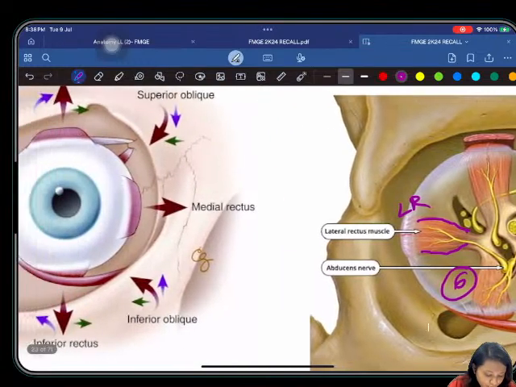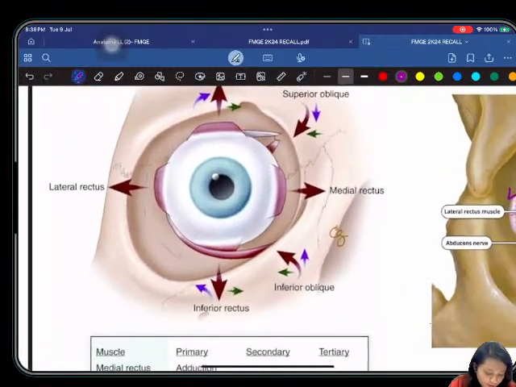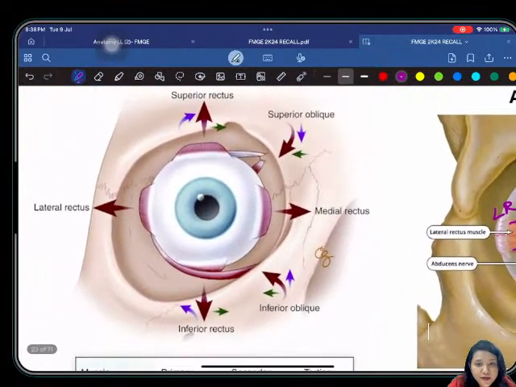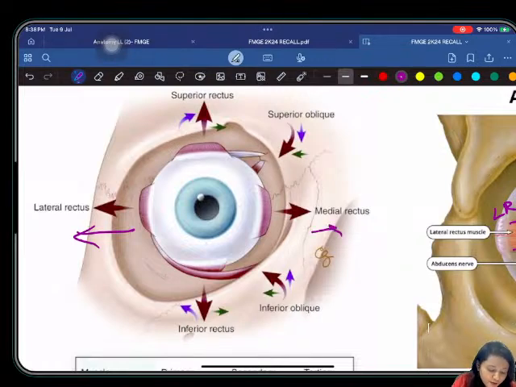And you know that these are the movements of the recti, the extraocular muscles. You have the lateral rectus, medial rectus, superior rectus, inferior rectus, and the superior oblique and inferior oblique. The lateral rectus moves the eyeball to the lateral side. The medial rectus moves the eyeball to the medial side. The superior rectus will elevate and the inferior rectus will depress. So these are the major movements, and you can see them in this table.